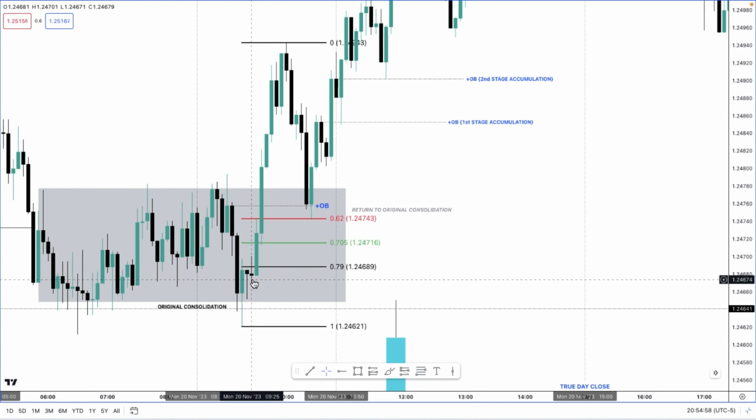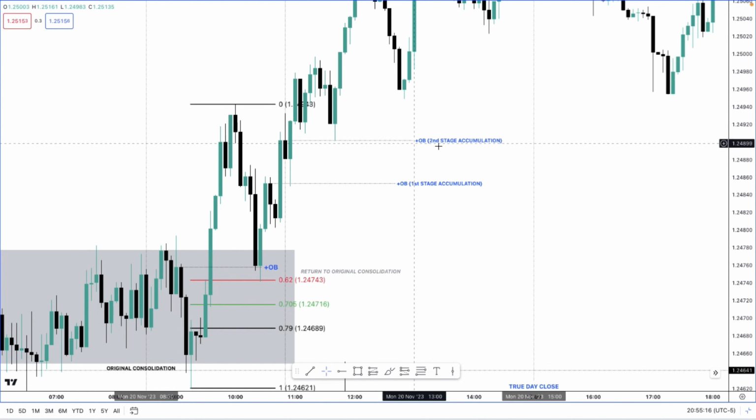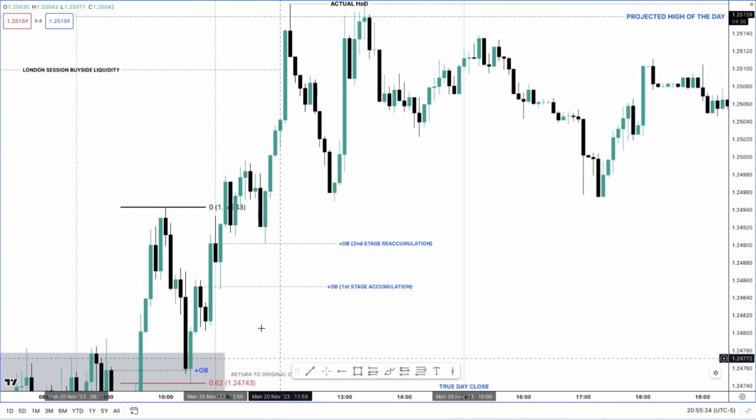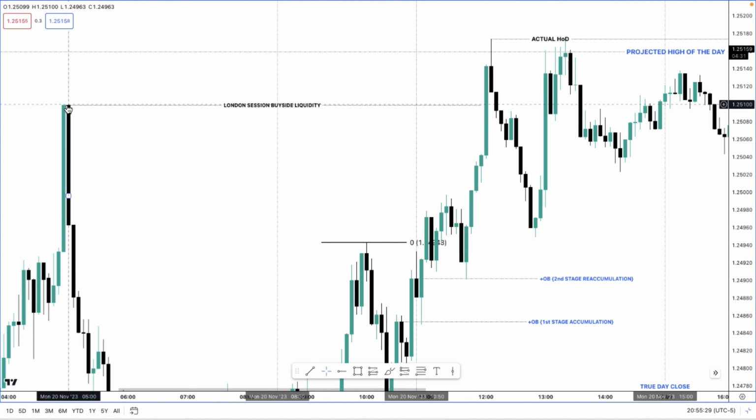Distribute. So they'll distribute, they'll push it higher, they'll see this as a return to original consolidation, they'll see this as a first stage bullish order block accumulation, they'll push it higher, they'll see this as a second stage bullish order block reaccumulation. So it's called reaccumulation. They are entering more, they are reaccumulating, they'll push it higher. Where are they pushing it higher to? They're targeting that high London session buy side liquidity. So that's second stage, reaccumulation.